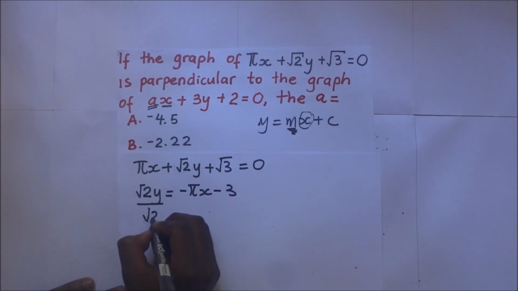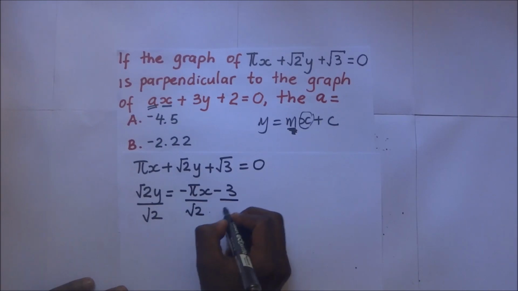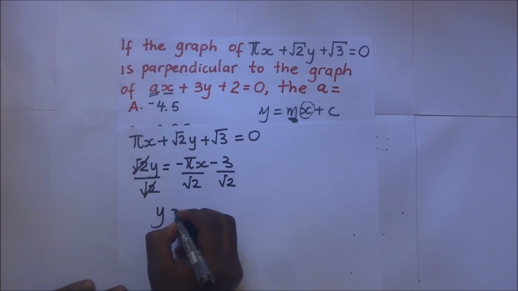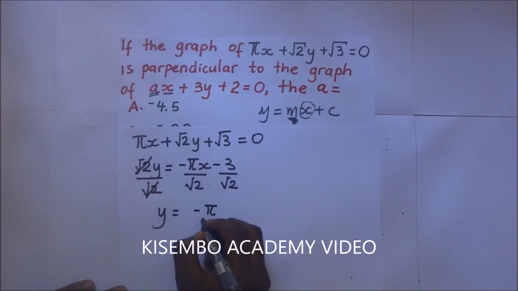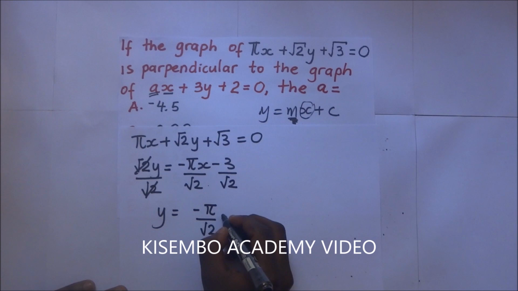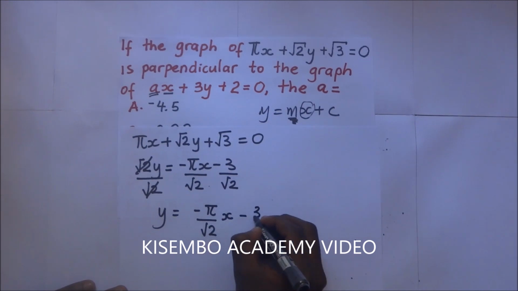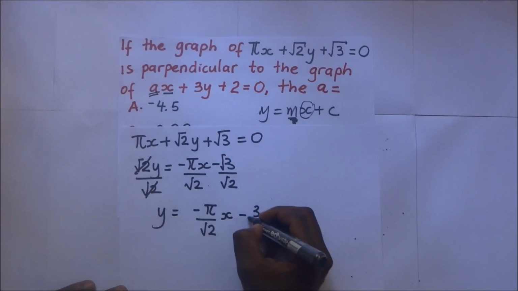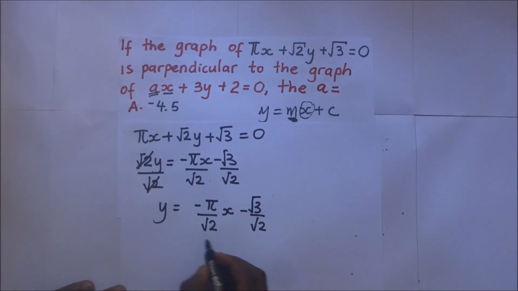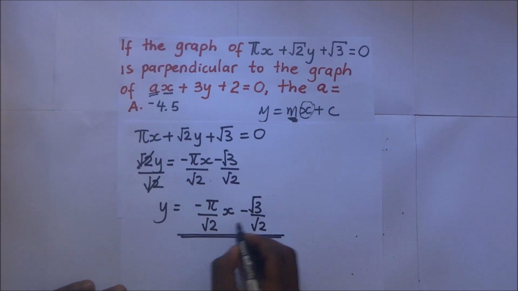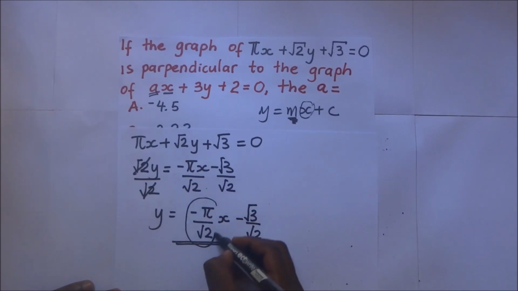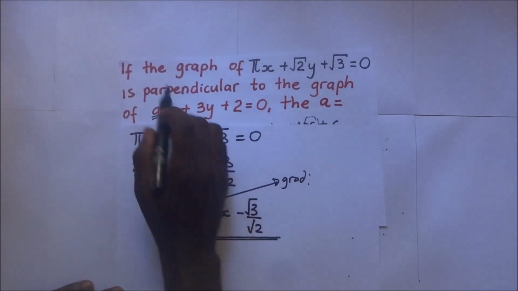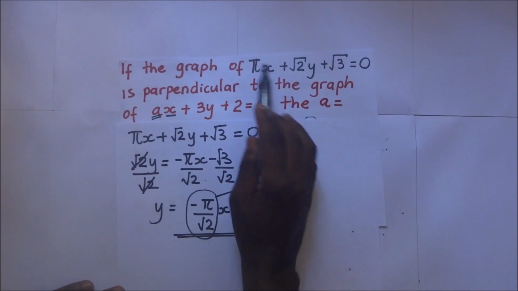When we divide through by root 2, this goes with that, remaining with y, giving us negative pi over root 2 of x minus 3 over root 2. Actually, this 3 is also under the square root. So this is y is equal to mx plus c. This is the value of m, the gradient. This is the gradient of this graph.